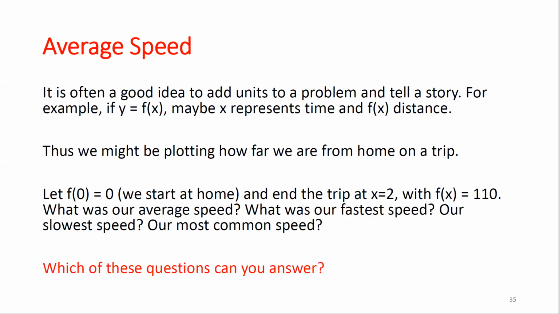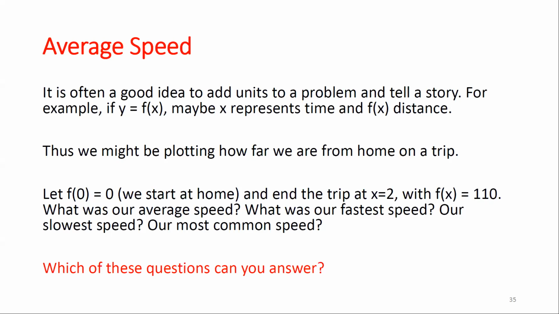So if we start at 0 and we end 110 miles away at 2 hours, what was our average speed? 55 miles. We look at the distance traveled, 110, divided by the amount of time. Okay. What was our fastest speed? Yeah, no idea. Maybe we were going up to 200 miles per hour in one small section, maybe for like 30 seconds.